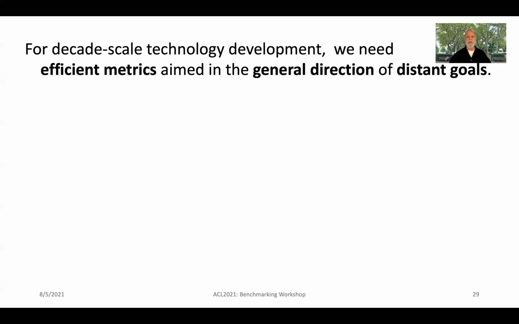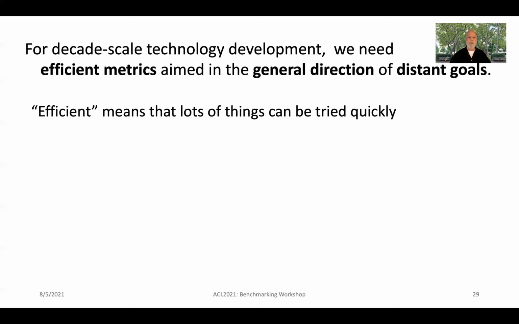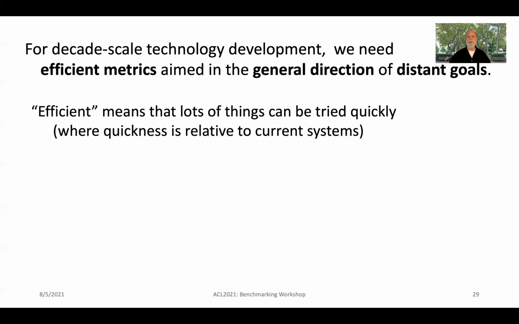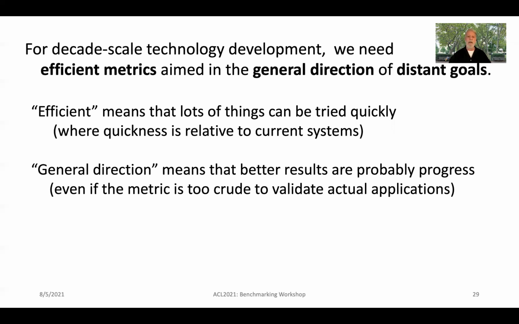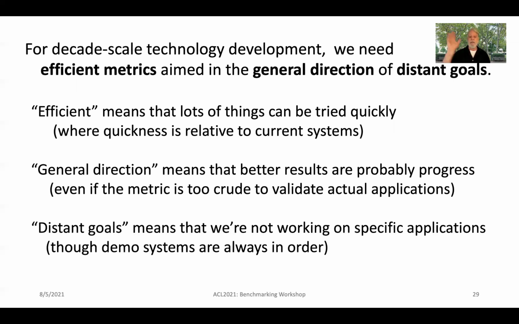For decade-scale development, we need efficient metrics that are aimed in the general direction of distant goals. Efficient means that you can try a lot of things quickly, where quickness is, of course, relevant to the speed of the computational systems at your disposal. General direction means that better results are probably progress, even if the metric is too crude to validate actual applications, and even if there are, in fact, no applications. Distant goals means that we're not working on specific applications, though, of course, demo systems are always in order.